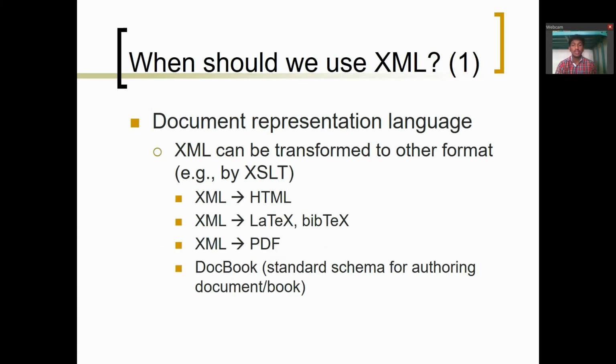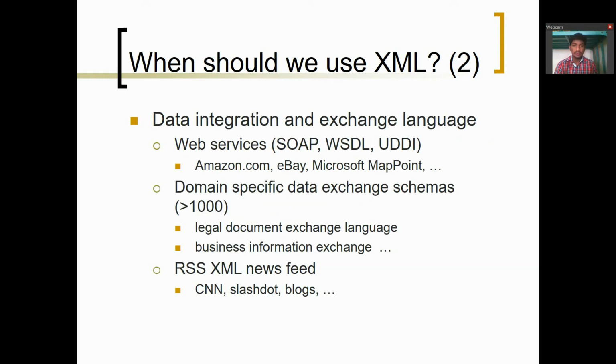Now, the document representation language. XML can be transformed to other formats, for example by XSLT. With XSLT, we can transform XML to other formats. Some examples are XML to HTML, XML to LaTeX, BibTeX, and XML to PDF, DocBook, and so on. Okay. Data integration and exchange language.